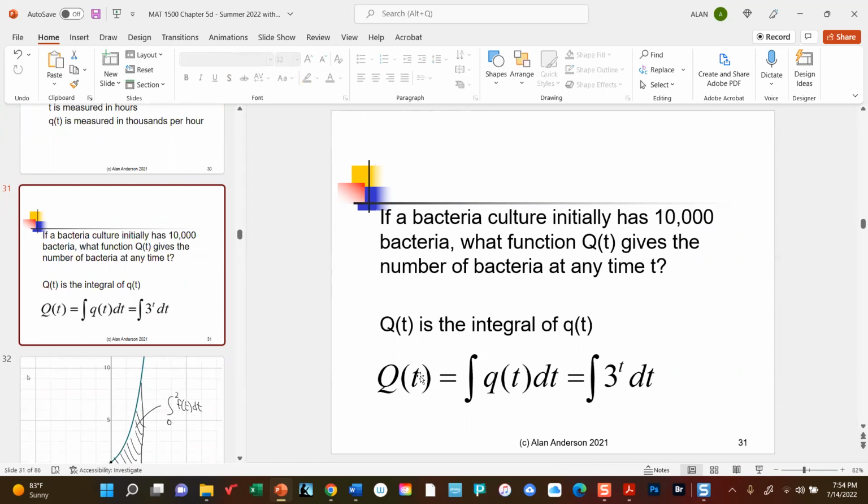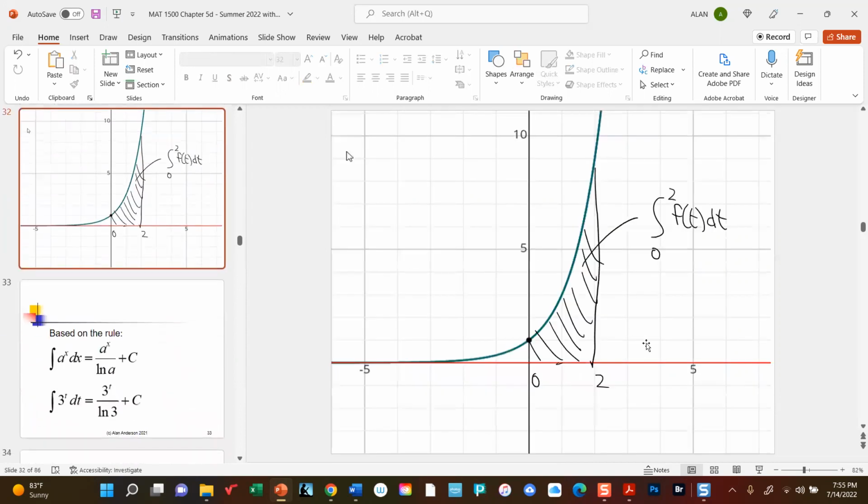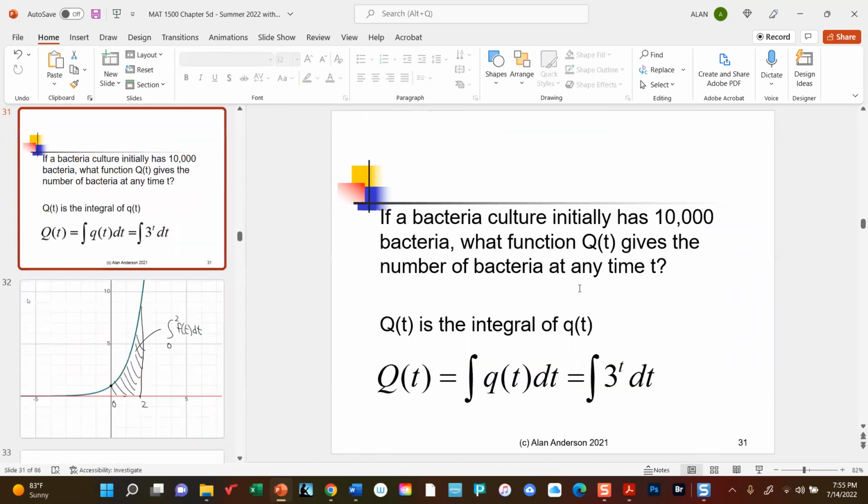So what we need to do is evaluate this integral, the integral of 3 to the t dt, and then we have to show what the formula looks like, given that we started with 10,000 bacteria. So basically, this gives us an excuse to get rid of the constant, so to speak. In other words, normally right here, you have a constant, but because we're given a starting point, we'll be able to solve for the constant. That's what I mean. So what do we do with something like this?